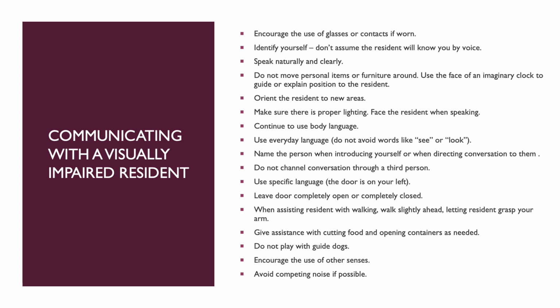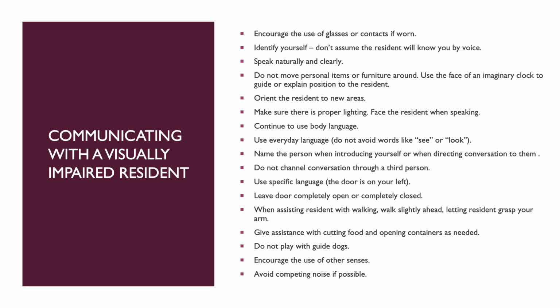Now, there are going to be times that we have to communicate with people with different impairments. So, the first one we're going to talk about is a patient or resident that has a visual impairment. Maybe they're legally blind, maybe they just have glasses. First and foremost, if somebody has glasses or contacts, we want to make sure that they're wearing them. I know it seems simple, but sometimes we forget the most simple things.